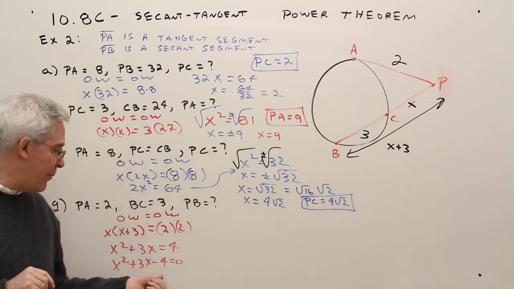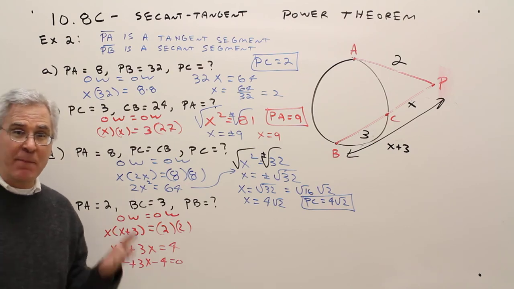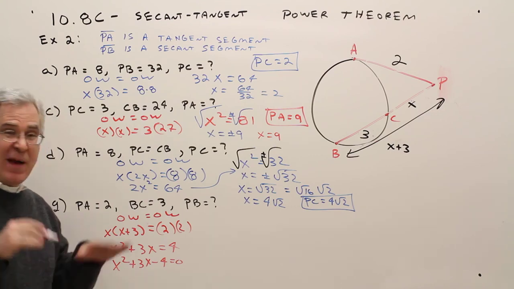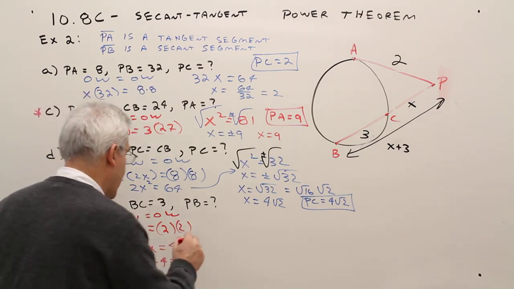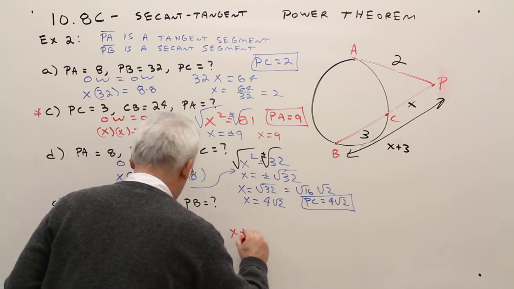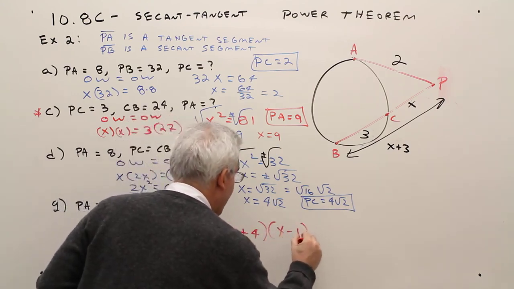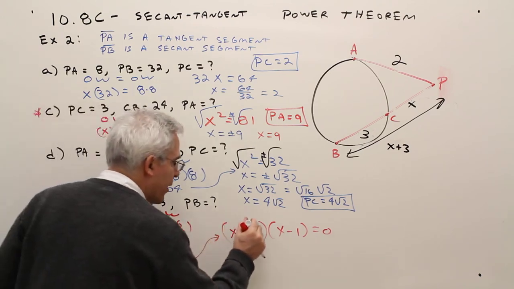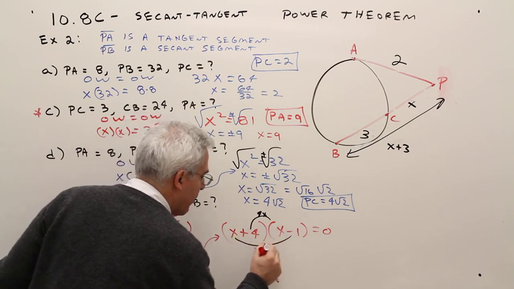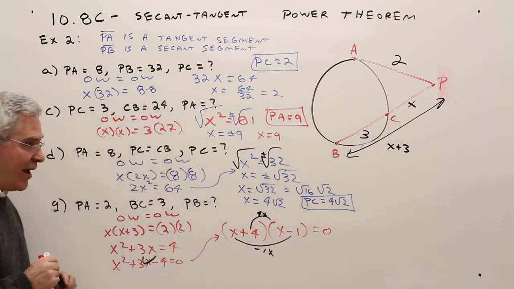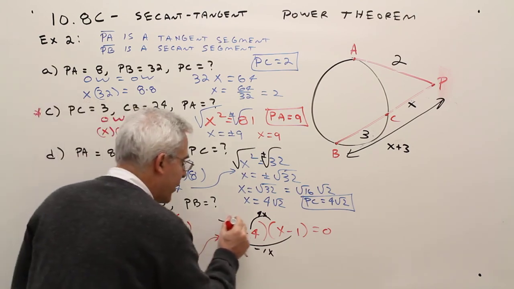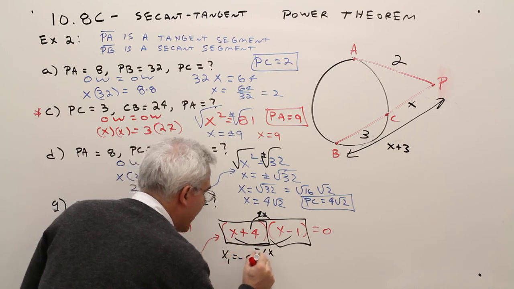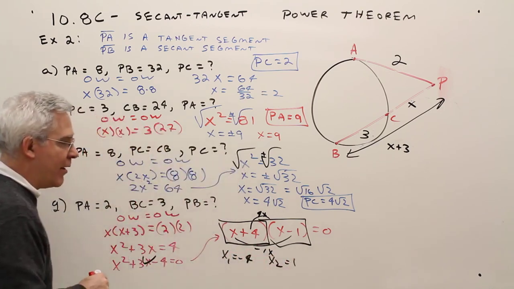So I want to get a product of numbers to be -4. So it's going to have to be a mixture of signs. And I want the sum to be positive 3. So I'm thinking of a positive 4 and a -1. So I'm thinking of x plus 4 times x minus 1 equals 0. Again, don't be afraid to do your OI check. That's 4x minus 1x, sum's 3x. Then chunk it up. And I'm going to get x sub 1 equals -4, and x sub 2 equals 1.